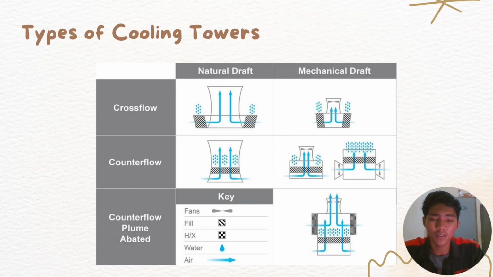The plume-abated cooling tower reduces visible water vapor using a heat exchanger. So the symbol show fans, fill, heat exchanger, water and air direction.